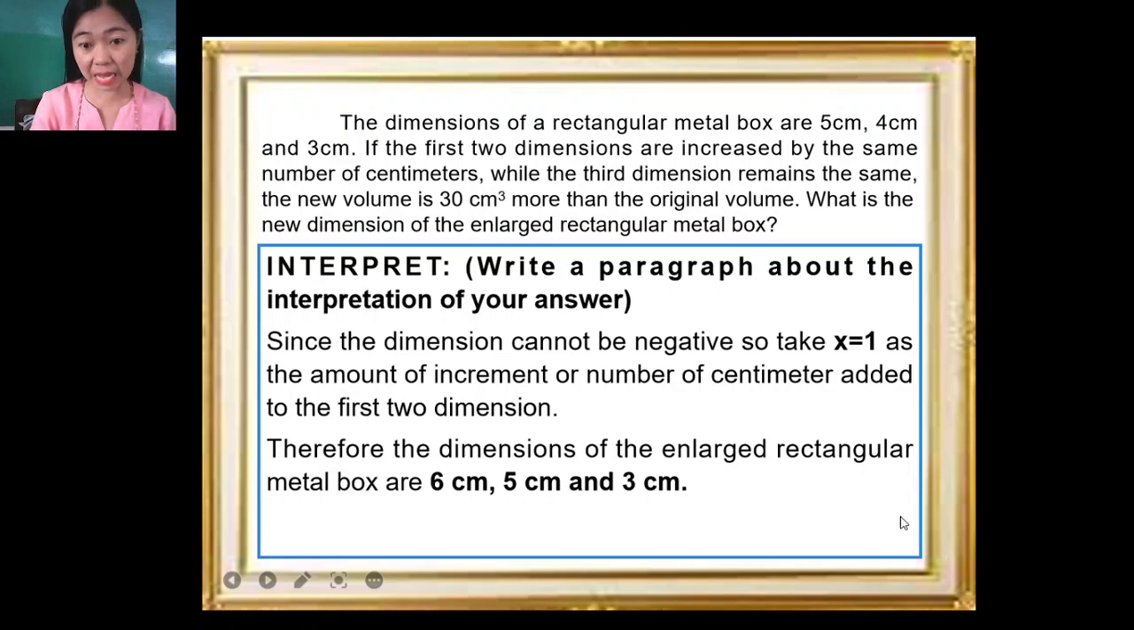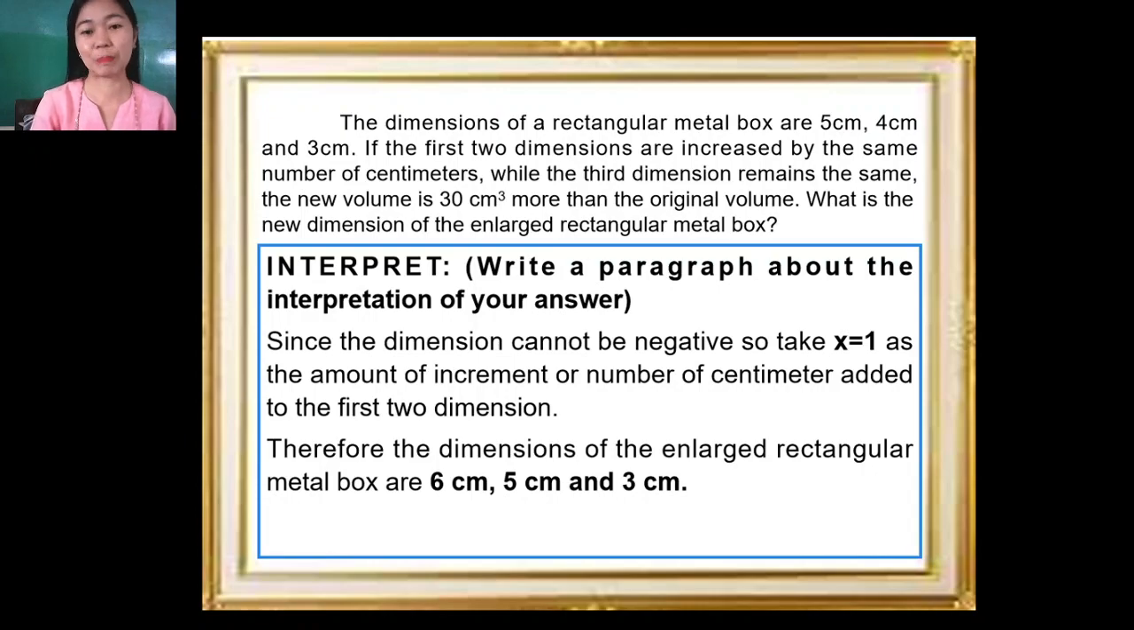If we are going to double check, sabi pag nag-increase daw ng 1 yung first two dimension, ang new volume ay magiging 90. Tingnan natin. 6 times 5 is 30, times 3 is 90. So, this is really correct. Okay, kasi yung original volume niya ay 60. 5 times 4 times 3 is 60. Pag dinagdagan natin yung 1 yung first two dimension, magiging 6 and 5. Yung third remains the same. Madadagdagan daw ng 30 yung volume, kaya magiging 90. And then double check naman natin, 6 times 5 times 3 is equal to 90 cubic centimeters. So this will be the answer for the given problem involving polynomial equations.